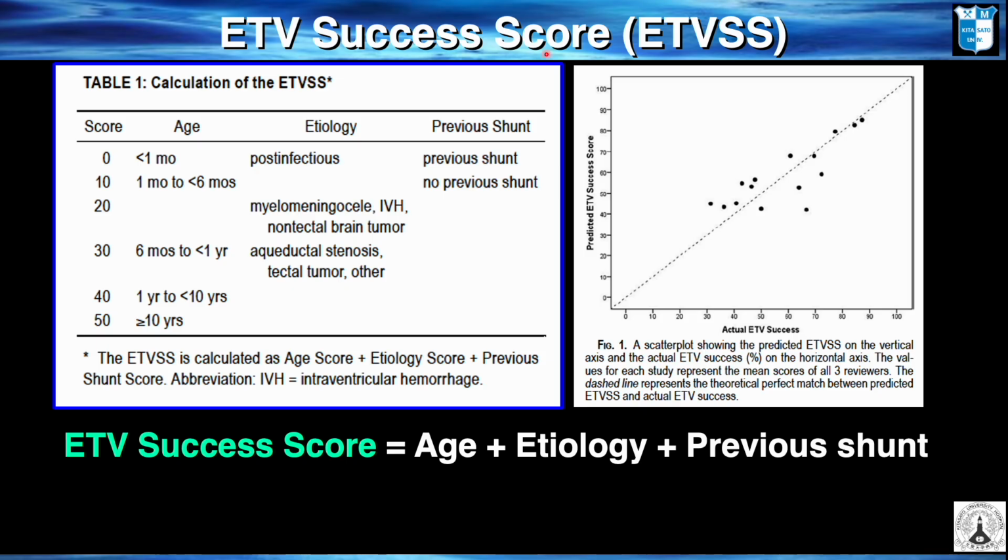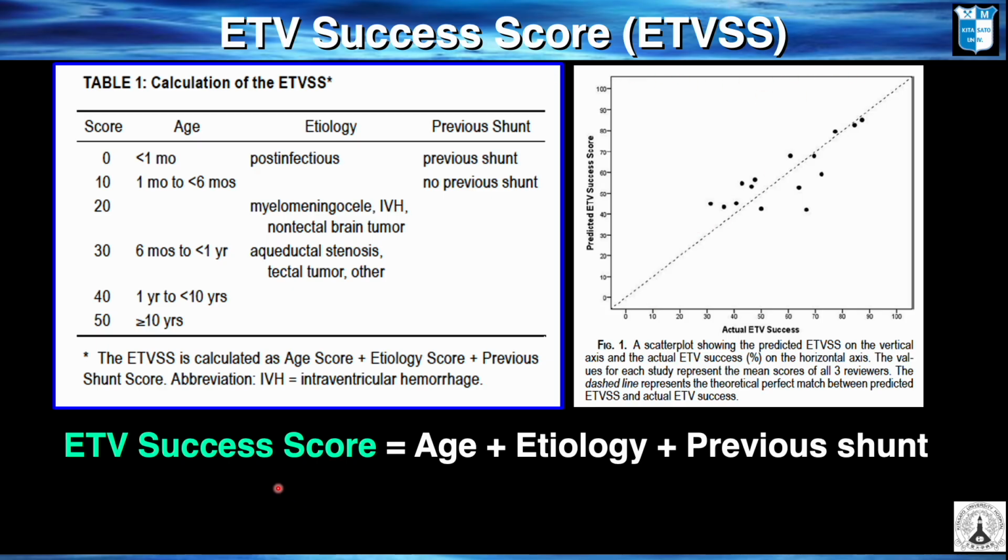So the ETV success score was created to predict the success rate of ETV. So you have to think about the age and the background etiology of hydrocephalus and the previous shunt. And each is scored from 0 to 50. And this is the ETV success score, and this is the actual success rate of the ETV. And you will see there is good correlation in this ETV success score.